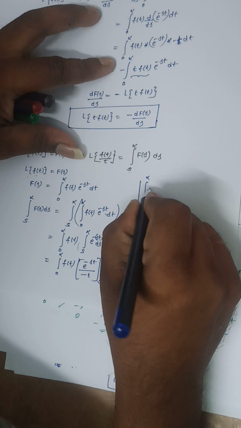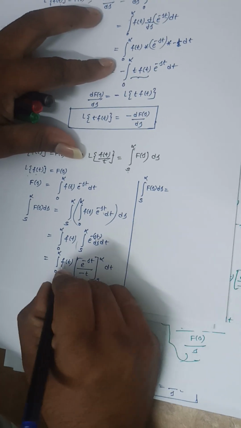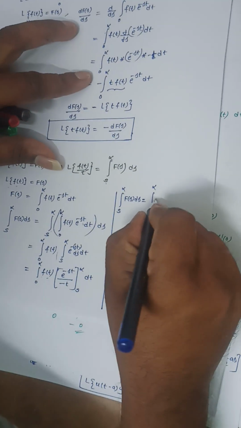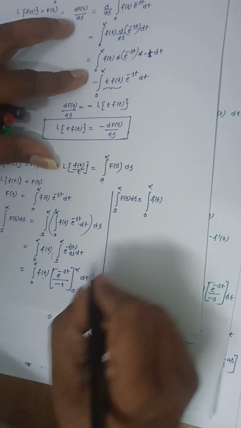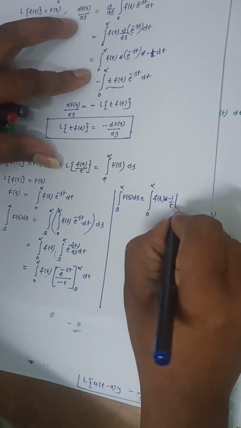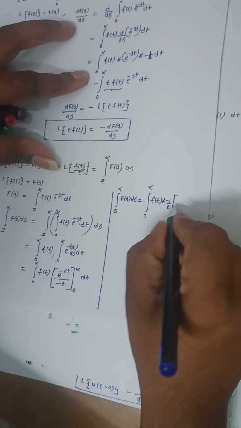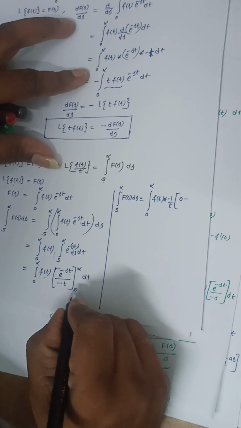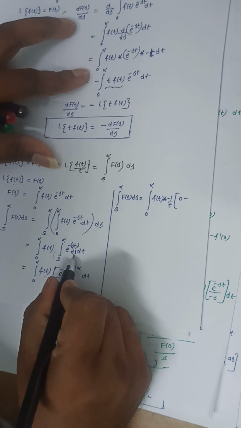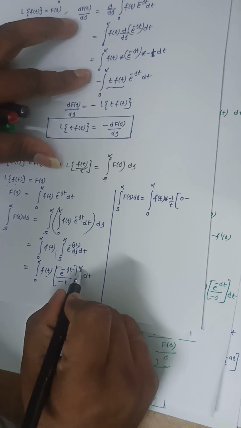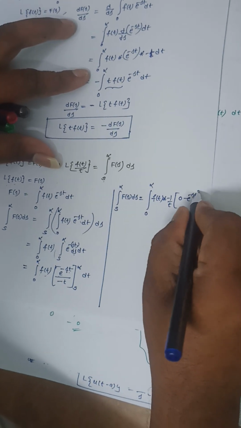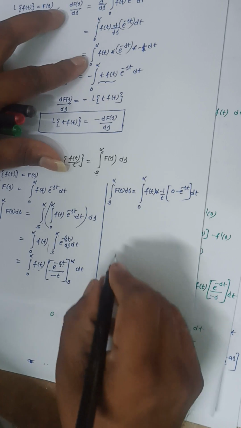Now integral s to infinity f of s ds is equal to integral 0 to infinity f of t, here it is minus 1 by t. Apply these limits here. In place of s, I need to put infinity, because with respect to s I am integrating this one. So in place of s, if I substitute infinity, e power minus infinity is 0. In place of s, if I substitute s, it will become e power minus st dt.